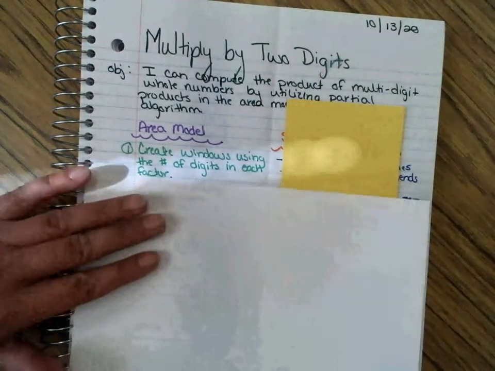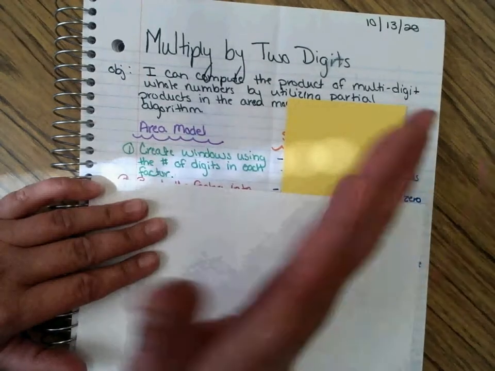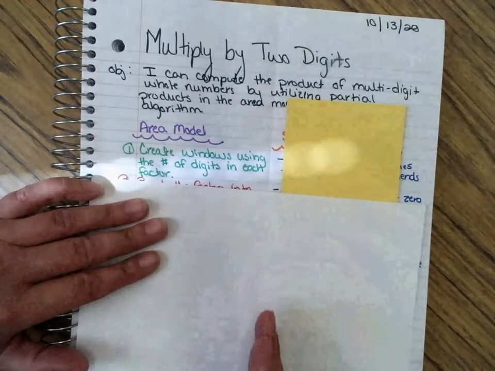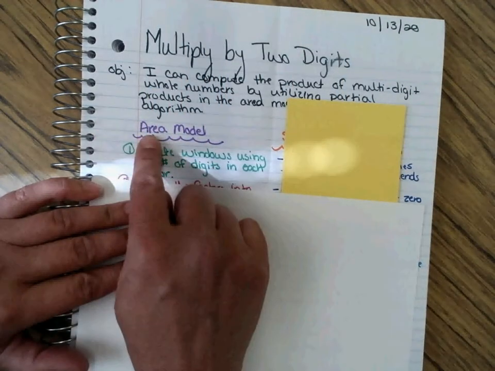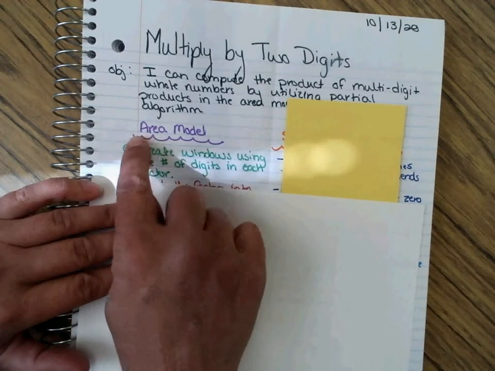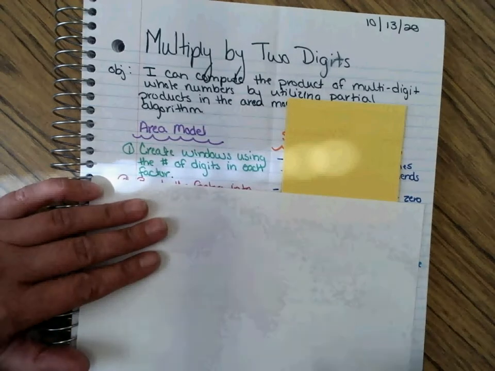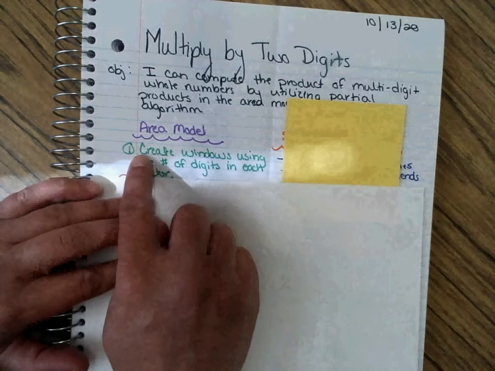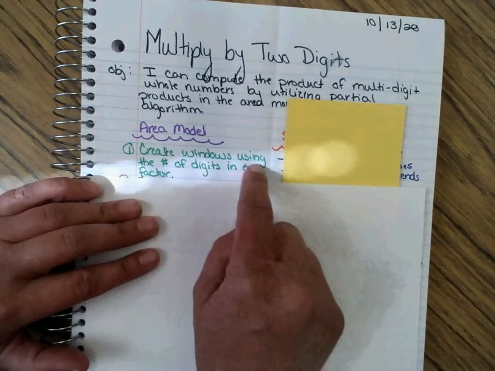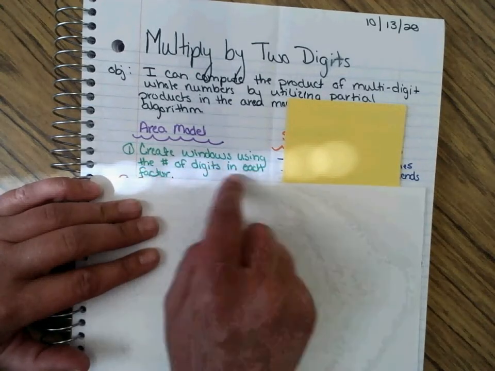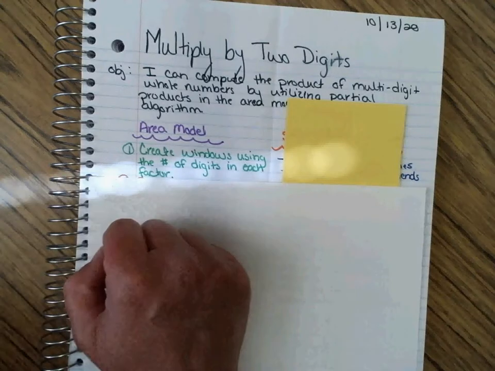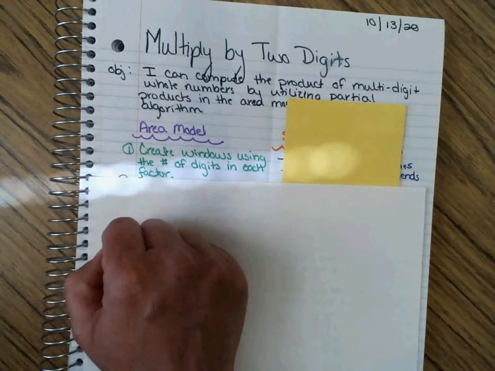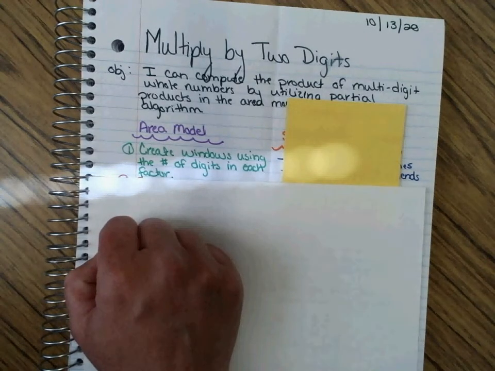Okay, our area model. So remember, fold your paper in half. That way we have a nice clean line on the left-hand side. We're going to talk about the area model. Step 1, we're going to create the windows using the number of digits in each factor. Just like we did yesterday, we're going to use the number of digits in each factor. So if I have a triple digit number on the top.